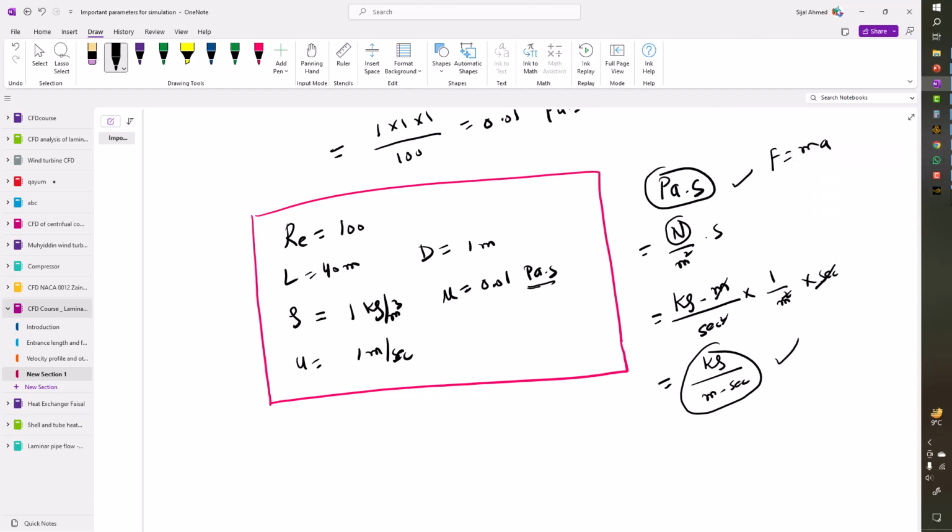So now we have all the required conditions, properties, and geometry for this simulation. So let's start with the actual problem. And before that, I want to give you some theoretical calculations.